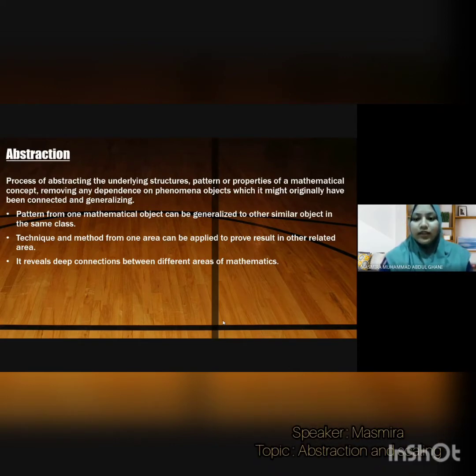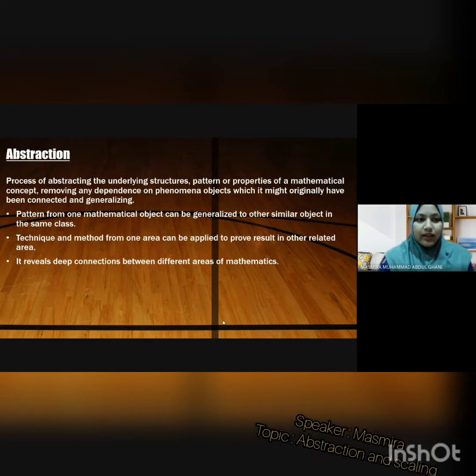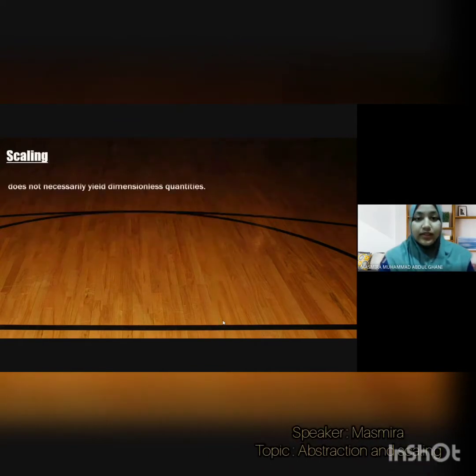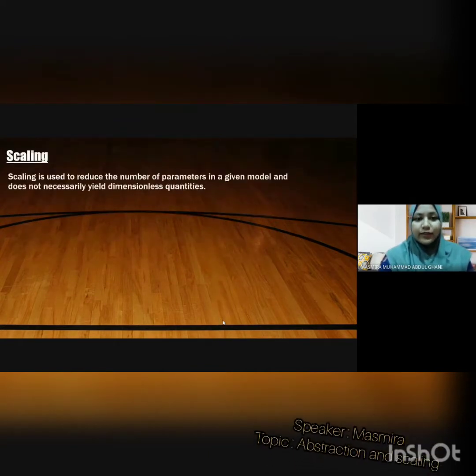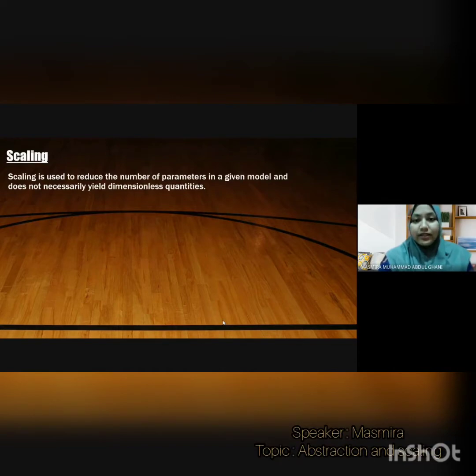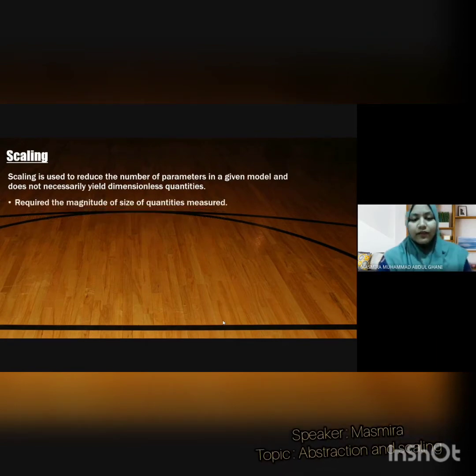Okay. Next, scaling. Scaling is used to reduce the number of parameters in a given model and does not necessarily yield dimensionless quantities. The first point in scaling is that it requires the magnitude or size of the quantities measured.